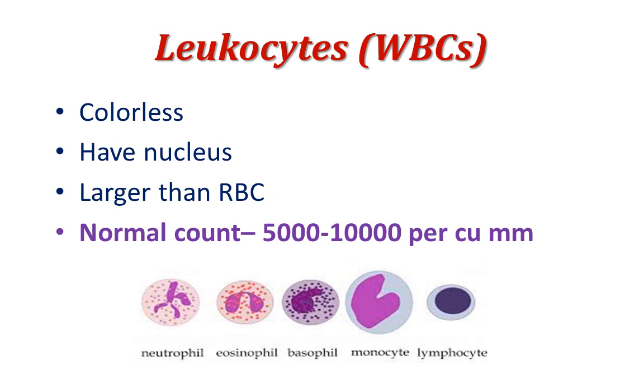Unlike red blood cells, leukocytes or white blood cells have a nucleus and do not contain hemoglobin. They are larger than the RBC. The total normal count ranges from 5000 to 10,000 per cubic mm.